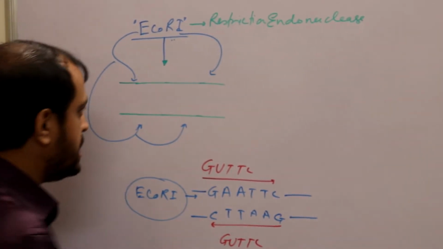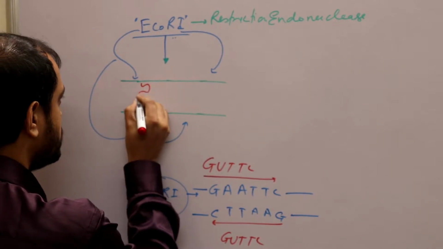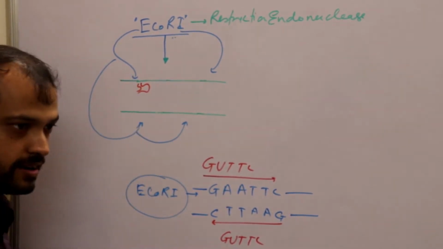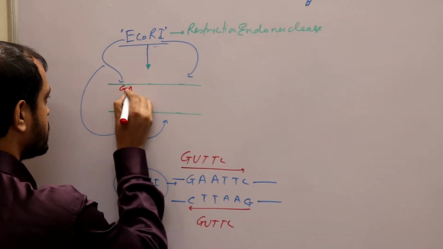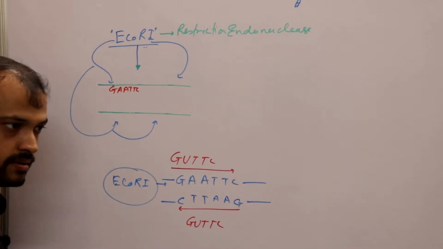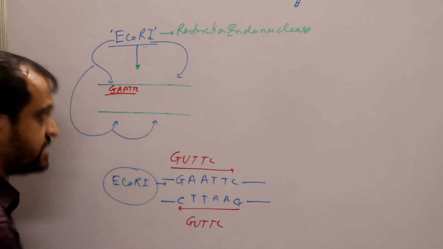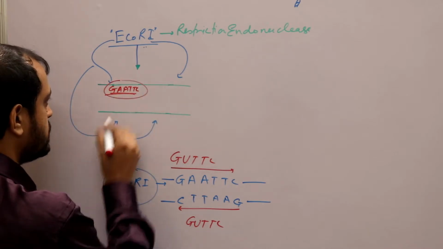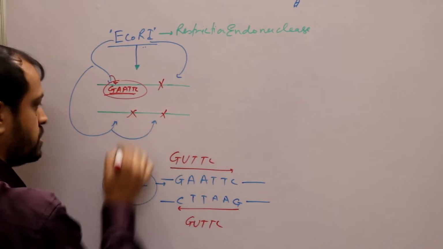That means EcoRI will always try to find this GAATTC sequence. If it finds any GAATTC sequence here, then only it will cut only here, not here, not here, not here.